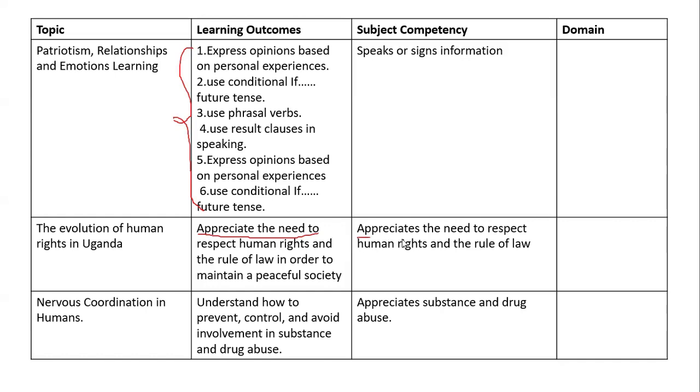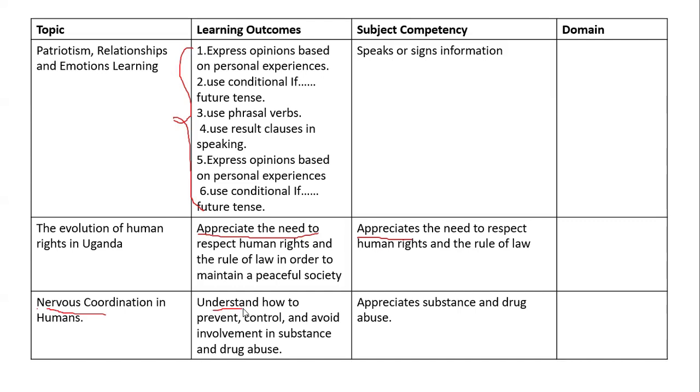see the word appreciates, the domain we are going to deal with is an affective domain, meaning that the child must first receive the information before he goes on to respond. Then look at biology. At biology, we are looking at nervous coordination in humans. But what are the key learning outcomes?